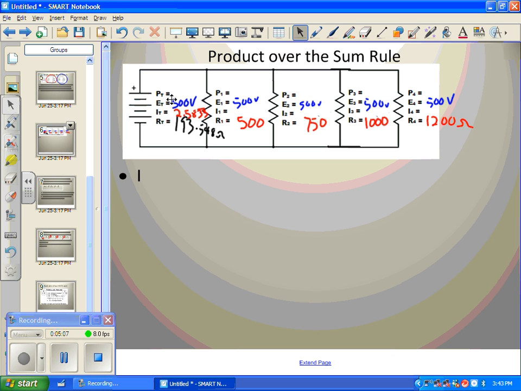current. Now remember, the parallel circuits are current dividers. So when we get the current for each one of these branches, they should add up to 2.5833. Okay? So now let's go back and find our other currents. We can see the first one's going to be pretty easy. 500 divided by 500 is going to be 1 amp.